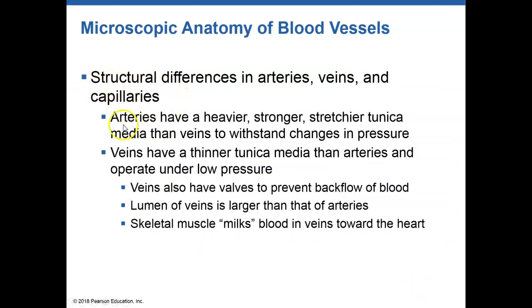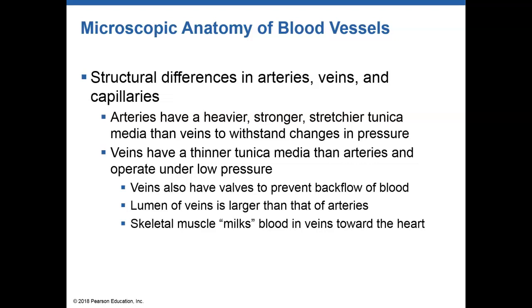So structurally, arteries are much thicker, and they have a stretchier tunica media than veins. So they can withstand a lot more pressure than veins can. Veins have a much thinner tunica media than arteries because they have less pressure. Arteries are taking blood directly from the heart. When you have high heart pressure in the ventricles, that's what pushes blood into the arteries. Veins, on the other hand, are farther away, and they're bringing blood back to the heart. So they're not under high pressure.